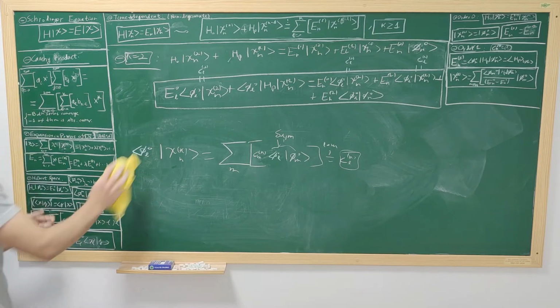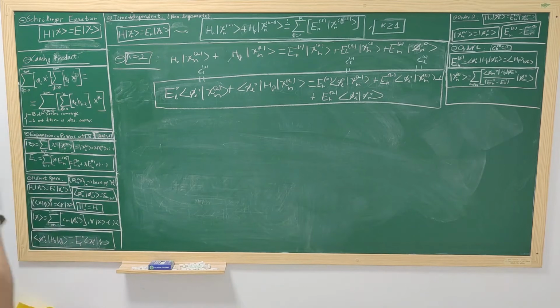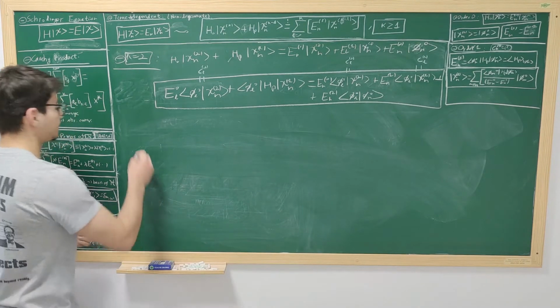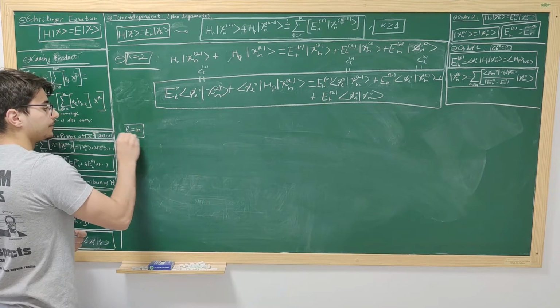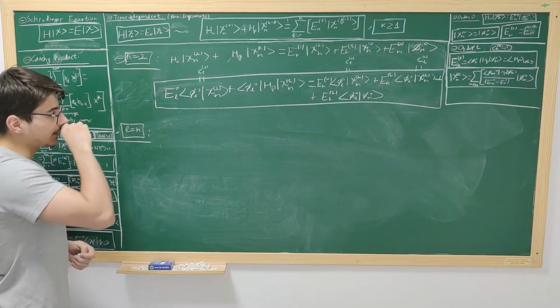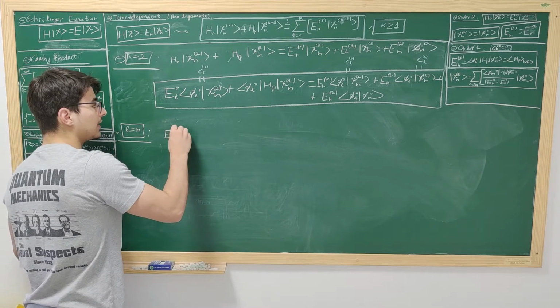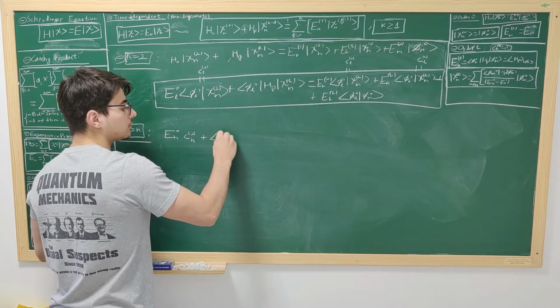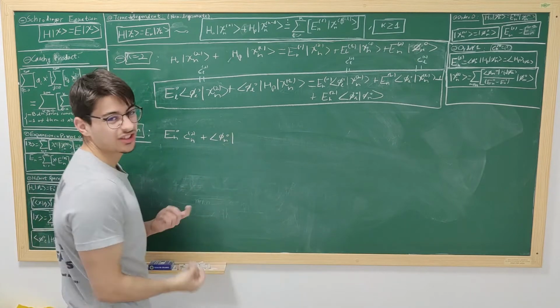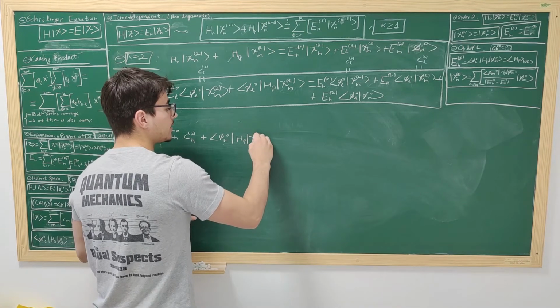Now, let's choose L equals to N. In this case, we will just get, well, En0 Cn2 plus this, which we cannot simplify any further, because again we don't know HP.